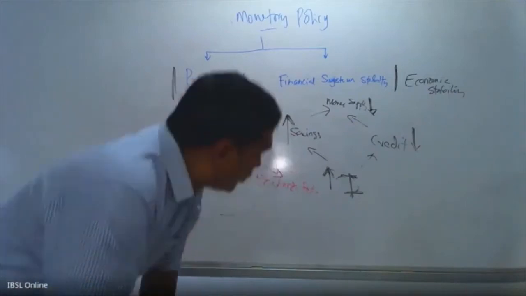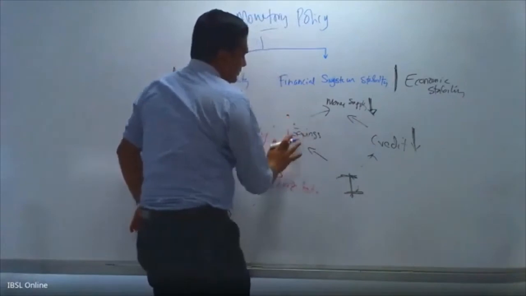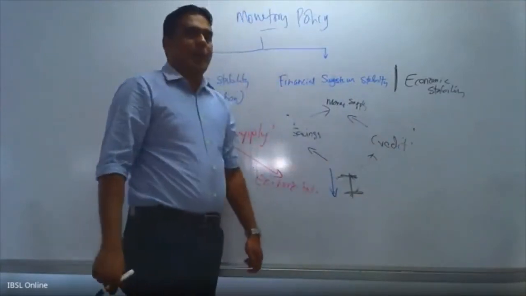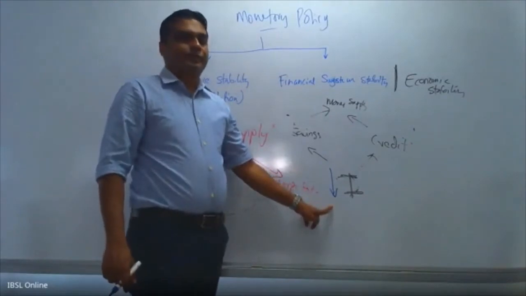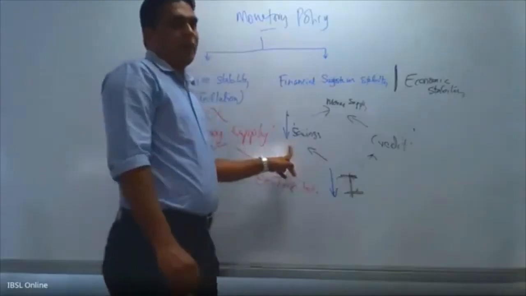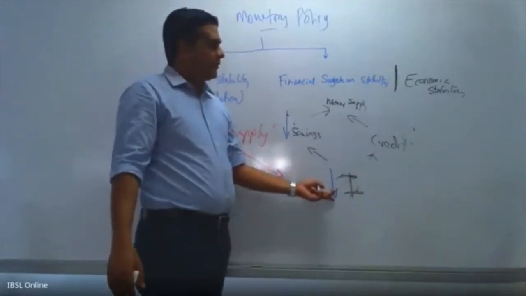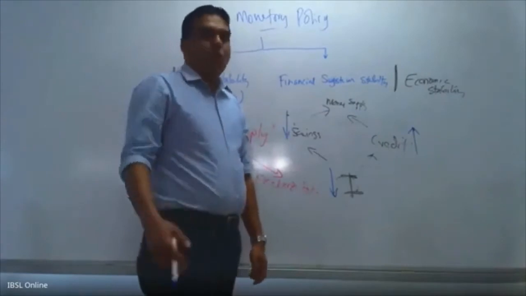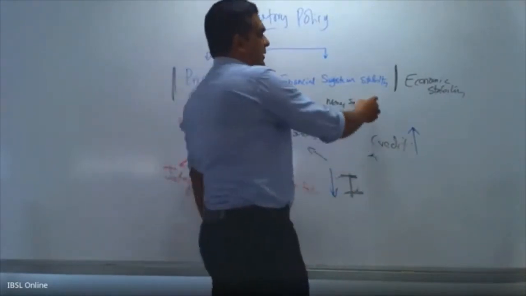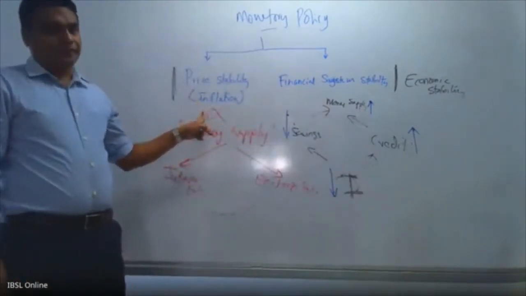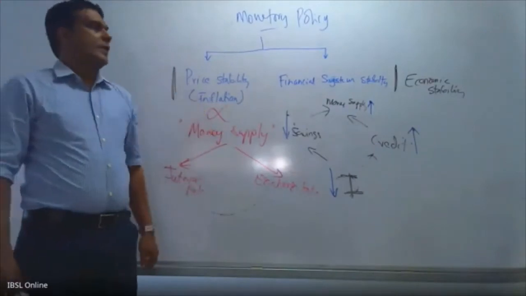Now, draw the other side of this. If interest rates reduce, what would happen? What happened to savings? Savings will go down. Savings will reduce. Why? No point of keeping savings. Credit will go up. Why? Loans are becoming cheaper. And as a result, money supply will go up. That would lead to high inflation.